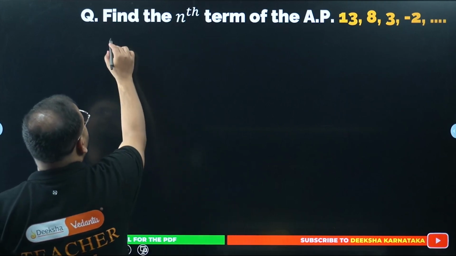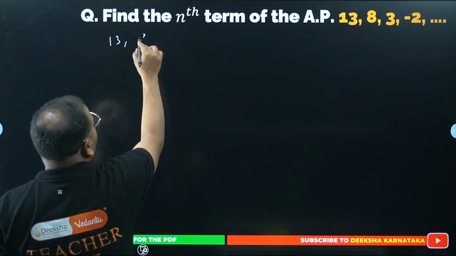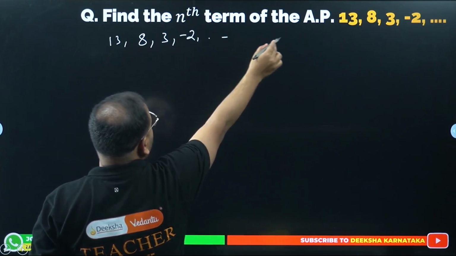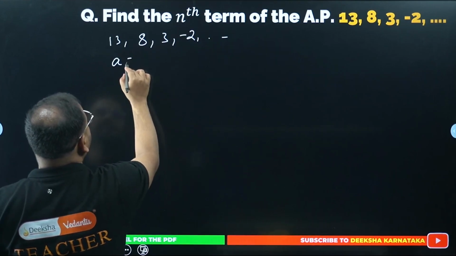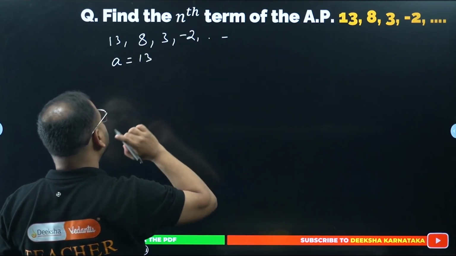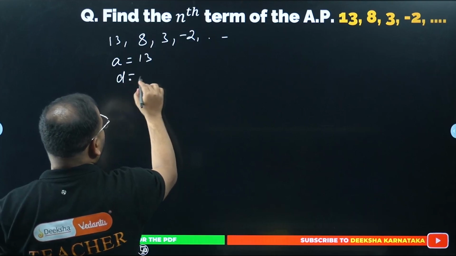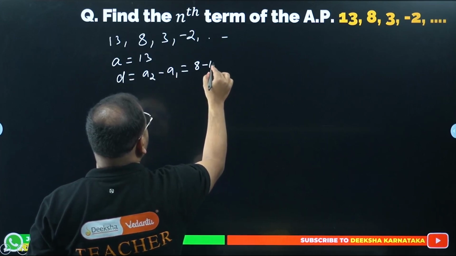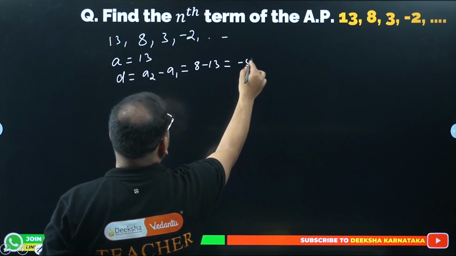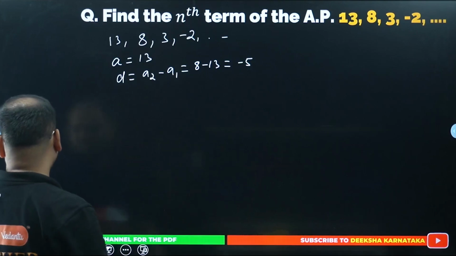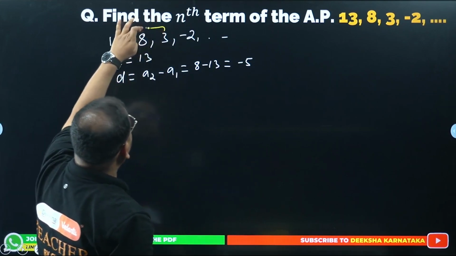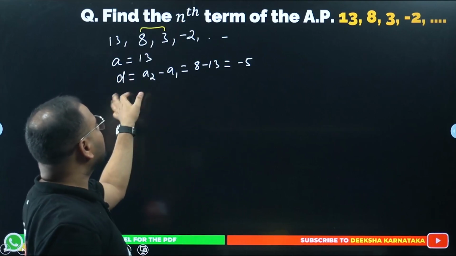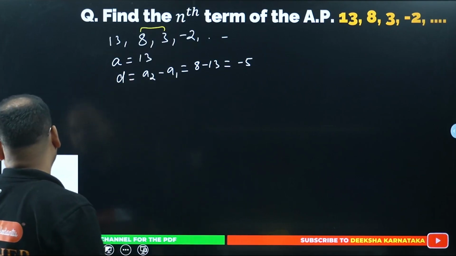What is the term given? 13, 8, 3, minus 2 and so on. What is my first term? A is 13. What is the common difference? Sir, I don't know. Let's find it out. A2 minus A1. How much is that? 8 minus 13, minus 5. If you want to check again, check here as well. 3 minus 8 will again be minus 5 only. So we can take it from one term. D is minus 5.